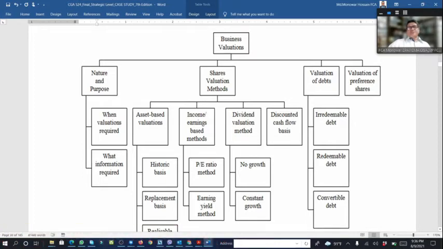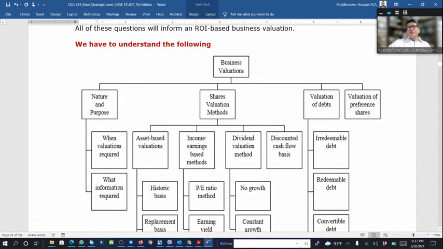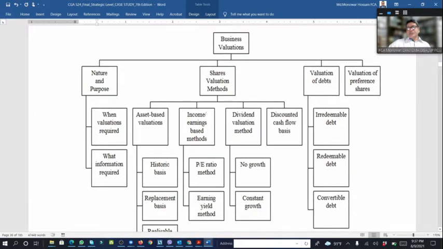And share valuation methods we know: asset base, income earnings base, dividend valuation base, discounted cash flow base. So asset base: historical, replacement, realizable. Income earnings base: P/E ratio, earnings yield method. And dividend: no growth and constant growth. No growth means zero growth. Valuation of debt: irredeemable, redeemable and convertible, and valuation of preference shares, etc. For business valuation, if we calculate the value of one share, and multiply by the number of shares, then we can get the total value.